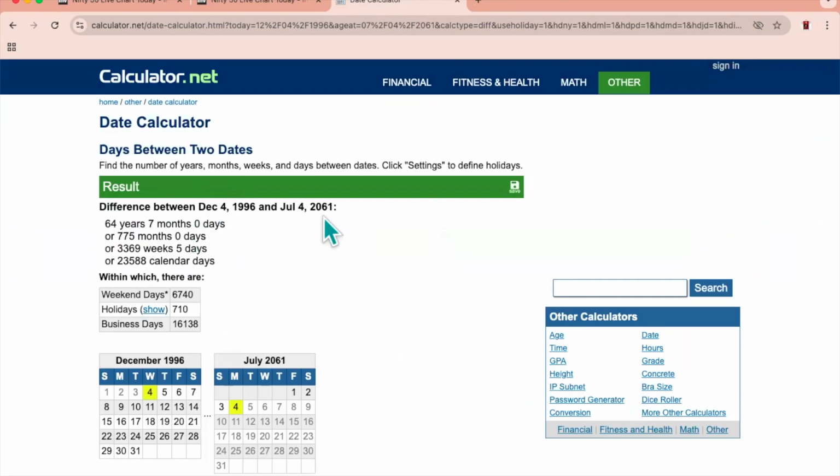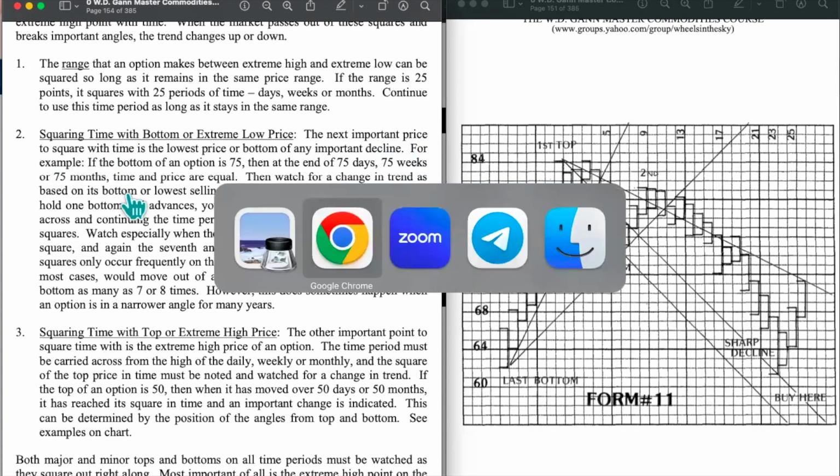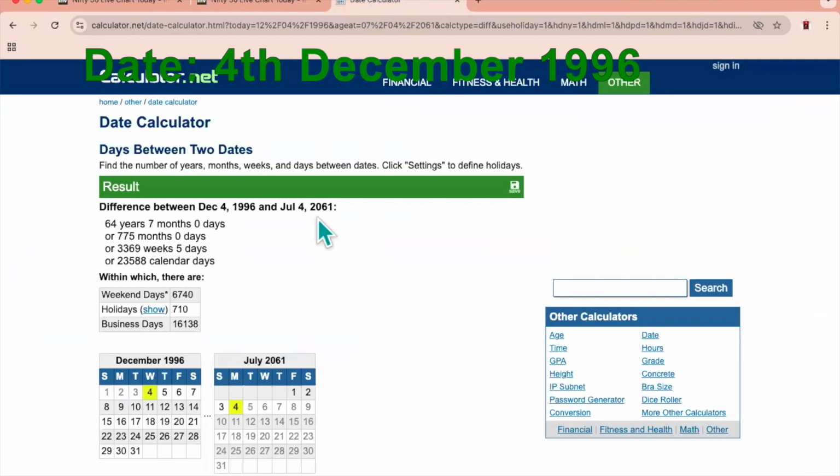So that is a hell of a lot of time that we have to wait for just squaring in terms of number of months. And why we are considering number of months is because Gann has given that whatever is the low, accordingly we have to check for the number of days, number of weeks, and number of months also. So 775 months we have considered from the low, which is 4th of December 1996. And probably we have to wait for a longer time frame over here. So this is too long as such.